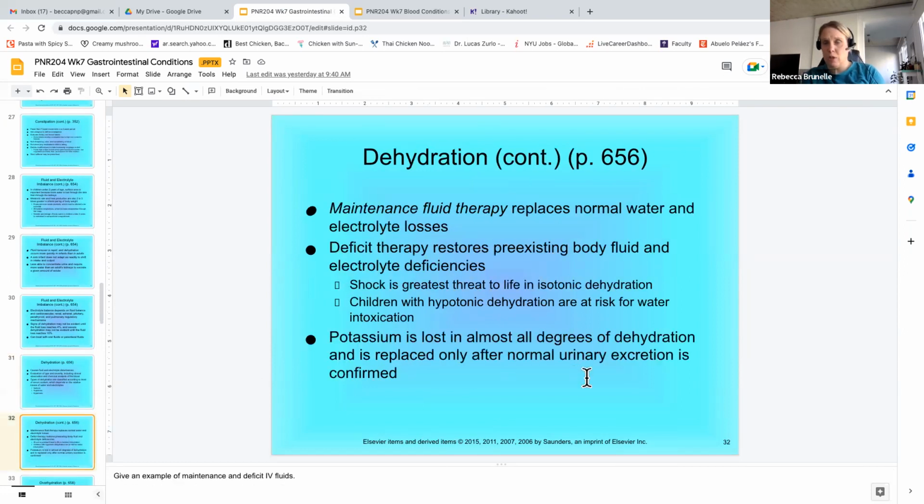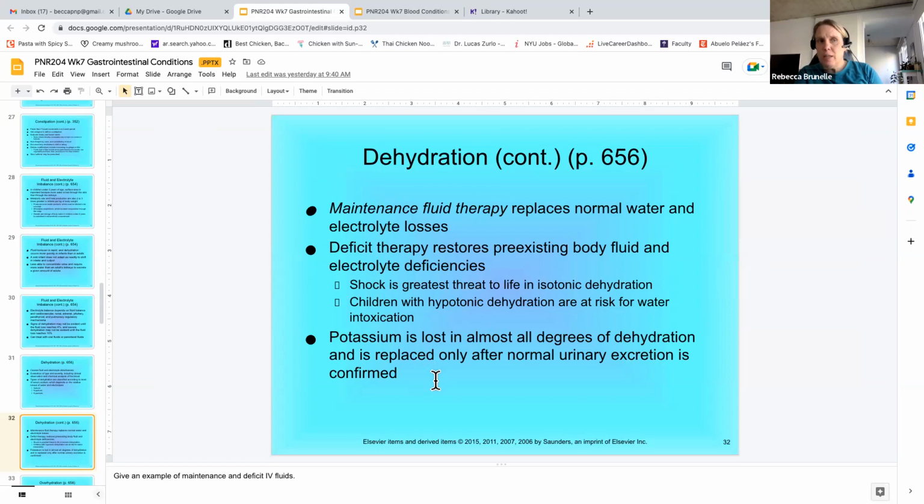But you do need to recognize that you can have different electrolyte problems with dehydration, and you need to give an appropriate IV fluid. So for example, if children have a hypotonic dehydration, you wouldn't want them drinking water because that would make their hypotonic dehydration worse. And if they had hypertonic dehydration, you wouldn't want them eating something really salty because that would make it worse. So if you're ever given a clue in a question that there's a specific type of dehydration, you want to make sure you're choosing a fluid replacement that is appropriate for that type of dehydration.